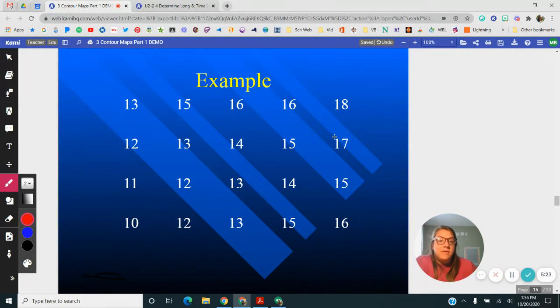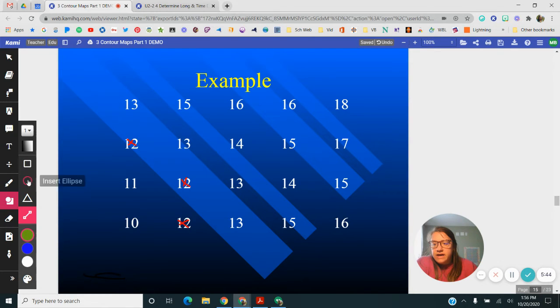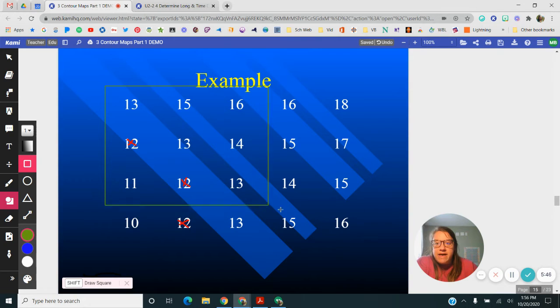So here in my example, I'm going to go up by ones. I'm going to start not at the smallest number, but with a number that I see a couple examples of. So I'm going to go with 12. 12 is right here, and I'm going to put a little X there. I see a 12, and then I see a 12. We're going to pretend that my map is only this big.